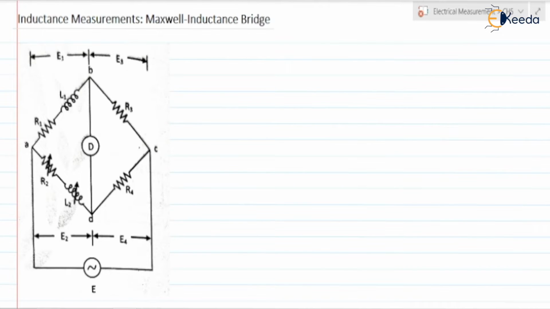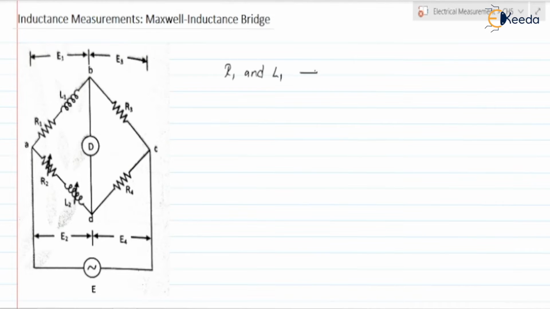Here is the circuit diagram for the Maxwell's inductance bridge. Unknown inductance is L1 and unknown resistance is R1. R2, L2, these are the standard resistors and these are the variable resistor and the inductors. R3, R4, these are the fixed resistors. So here I am writing R1 and L1.